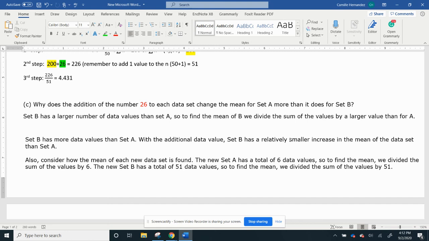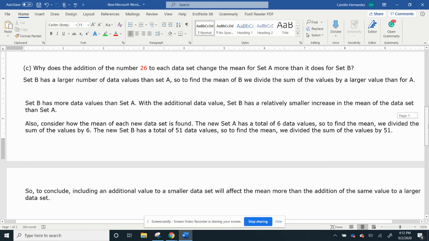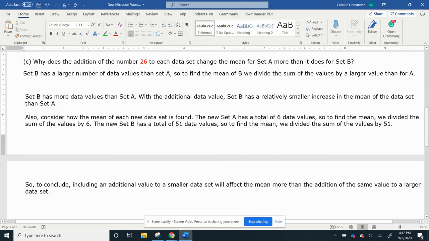Now when you consider how the mean of each new data set is found, the new set A has a total of 6 data values. So to find the mean, we divide the sum by 6. The new set B has 51 data values. So to find the mean, we divide the sum of the values by 51. So to conclude, when you add an additional value to a smaller data set, it will affect the mean more than the addition of the same value to a larger data set.